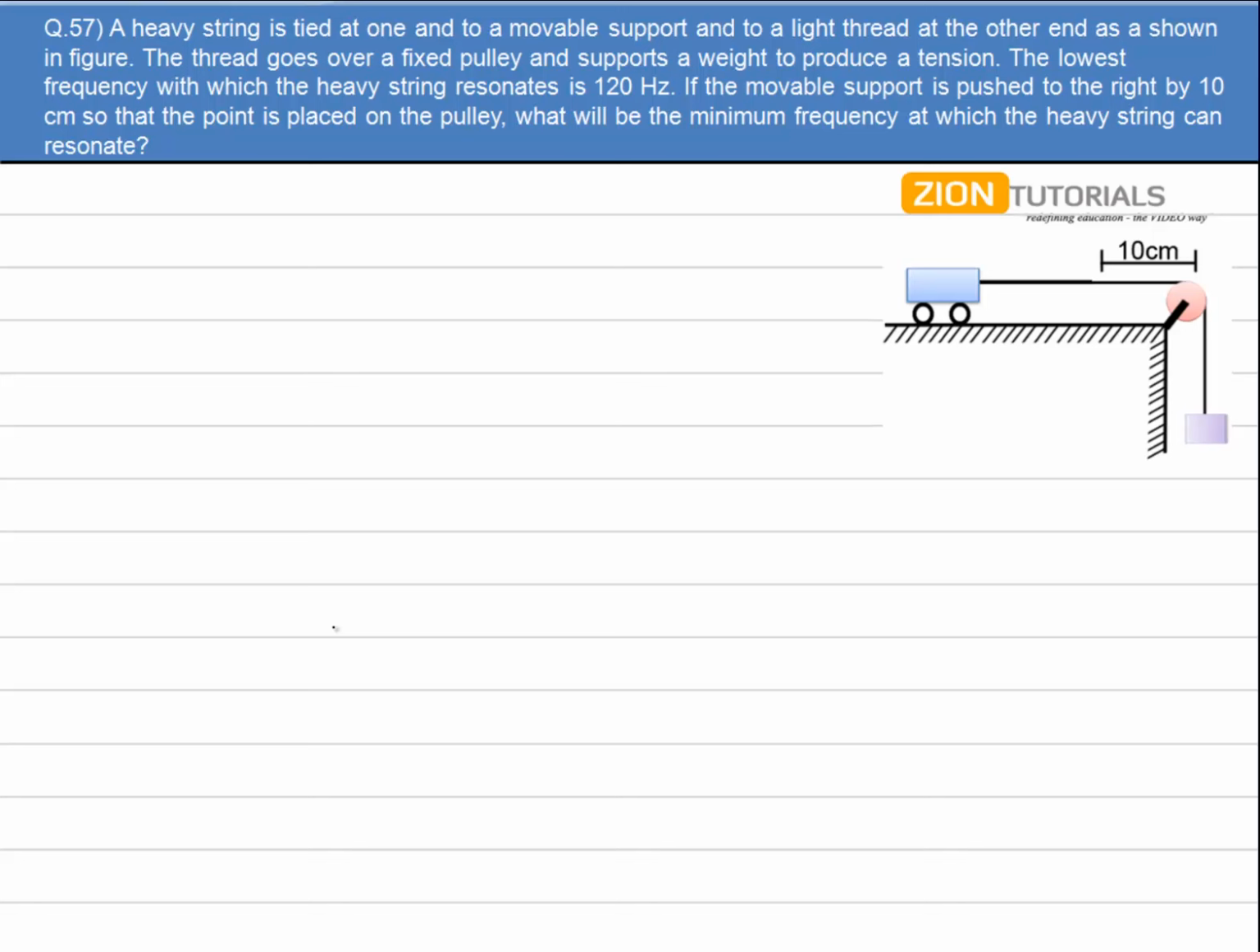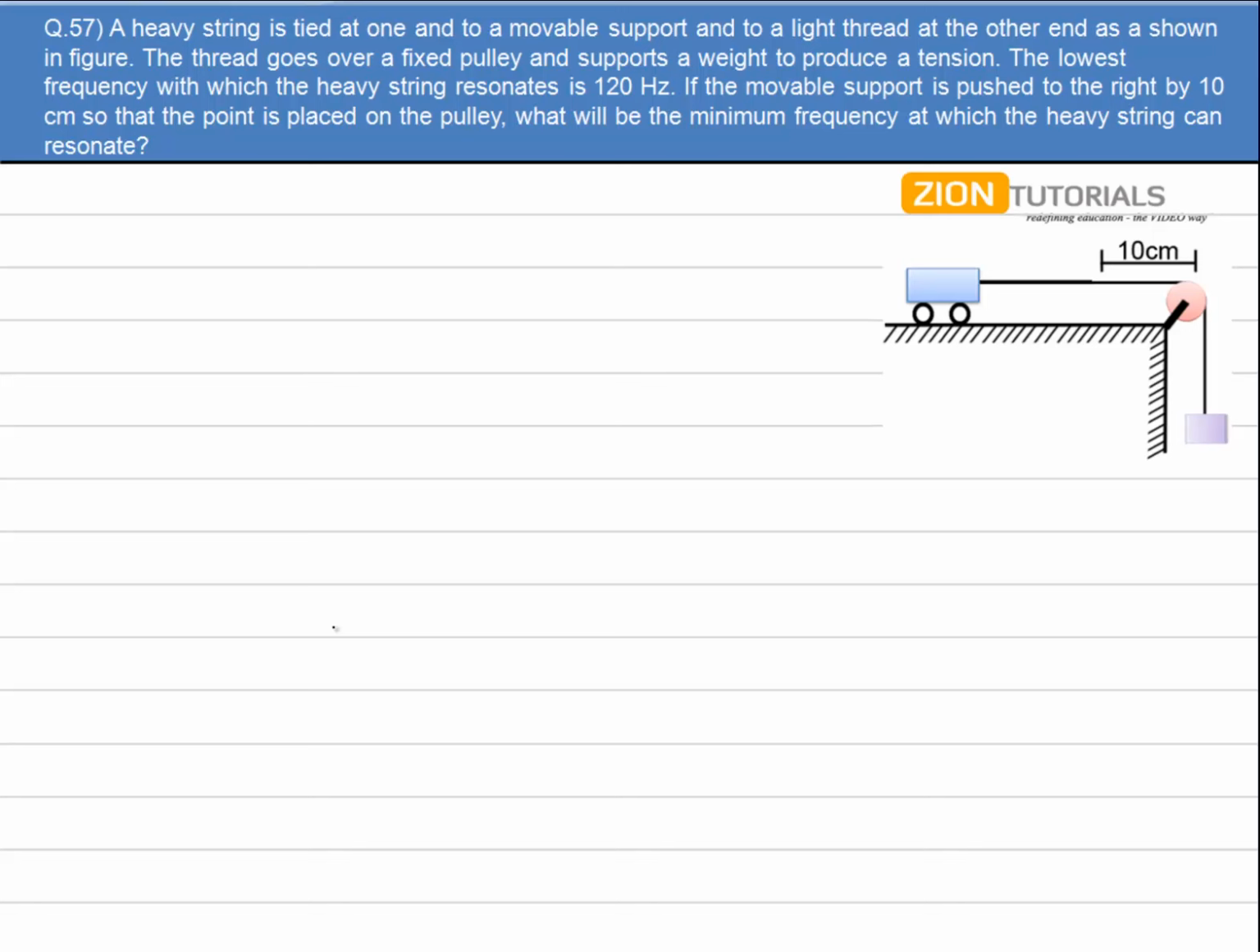A heavy string is tied at one end to a movable support and to a light thread at the other end, as shown in the figure. The thread goes over a fixed pulley and supports a weight to produce a tension. The lowest frequency with which the heavy string resonates is 120 Hz.